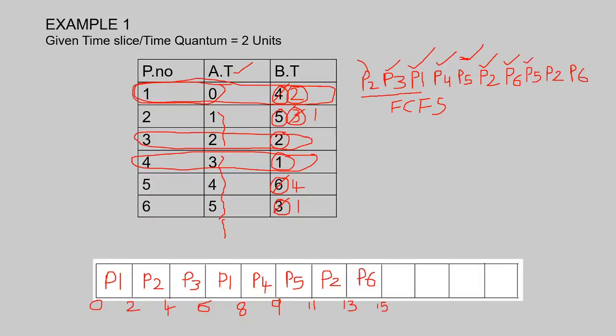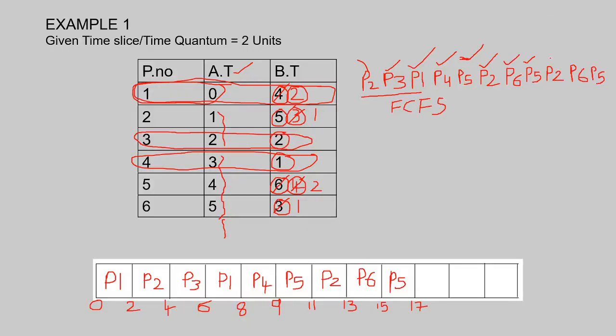Now select next process P5. So P5 has 4 units remaining. Out of these 4 it is going to execute 2 units, so after executing 2 units, again 2 units will be remaining here. So 15 plus 2, it is 17. As P5 has also not completed its execution, send P5 again to the queue. Still it has to complete its execution.